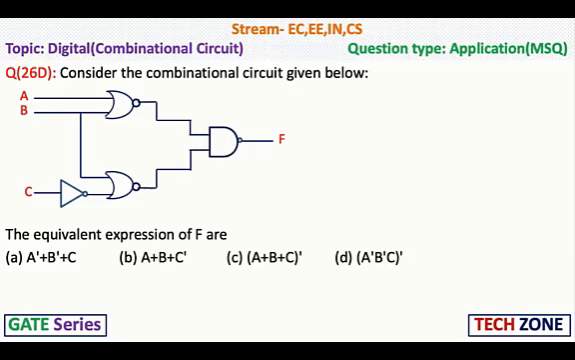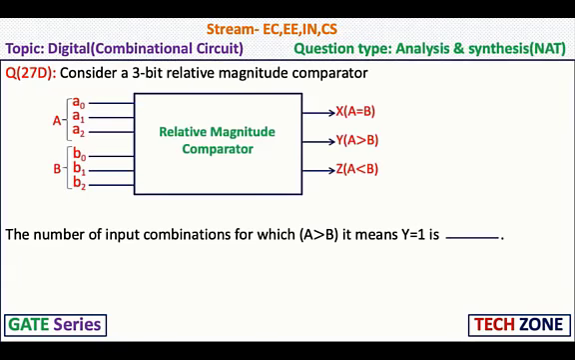So the question here is, consider the combinational circuit given below. So this is the circuit given here. The equivalent expression of F is: option A, A bar + B bar + C; option B, A + B + C bar; option C, (A + B + C) overall bar; option D, (A bar B bar C) overall bar. So the next, consider a 3-bit relative magnitude comparator. So this is the block diagram for this relative magnitude comparator. The number of input combinations for which A is greater than B, it means Y = 1, is, fill in the blanks.